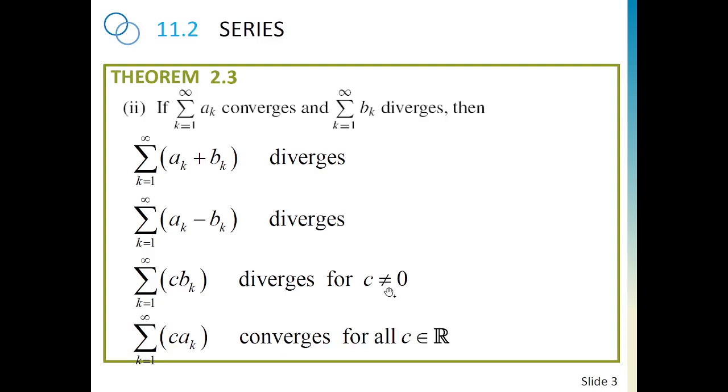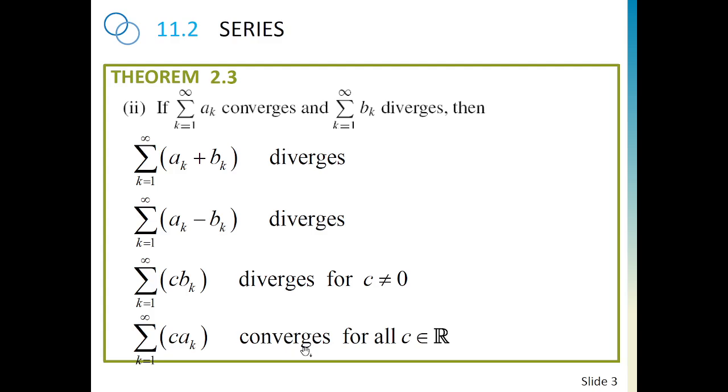The number needs to be different from 0, because if I multiply every term by 0, I'll have just 0 plus 0 plus 0 plus 0. That would be convergent. So that's why we have this condition here. The constant by which we are multiplying needs to be different from 0. And finally, if I have a convergent series, I multiply it by any number, the result will be a convergent series.